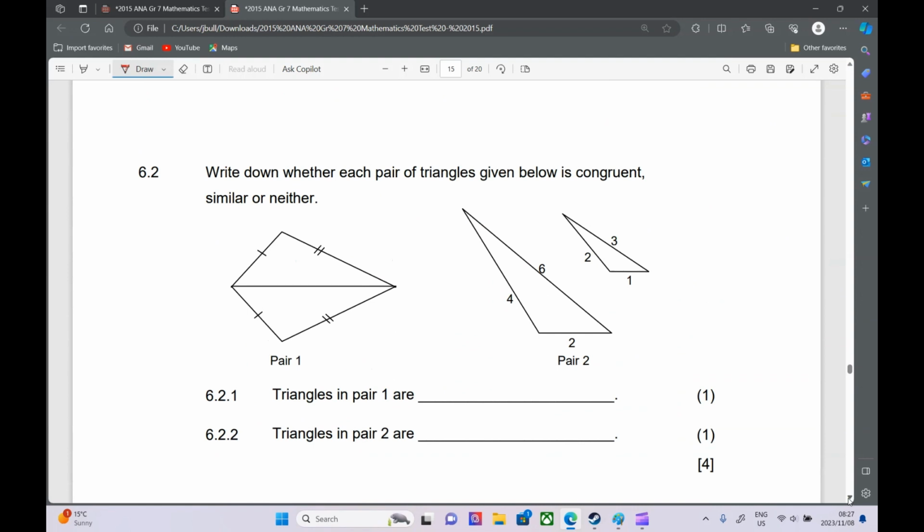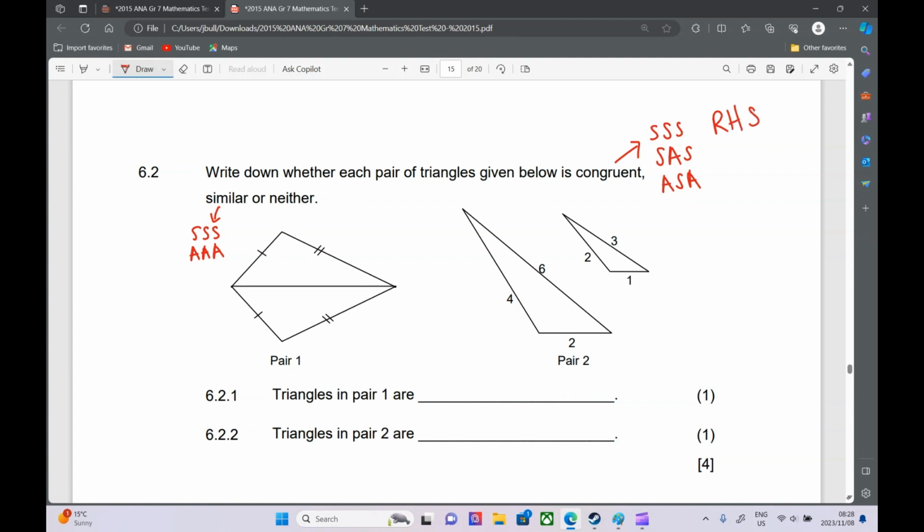Okay, write down whether each pair of triangles below is congruent, similar, or neither. For triangles to be similar, we need all the sides to be in proportion, or we need all the angles. For it to be congruent, we need all the sides the same. We need side, angle, side, angle, or we need a right angle, hypotenuse, and a side.